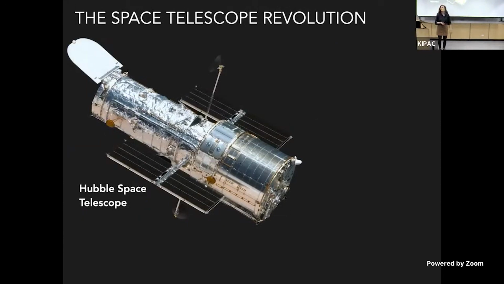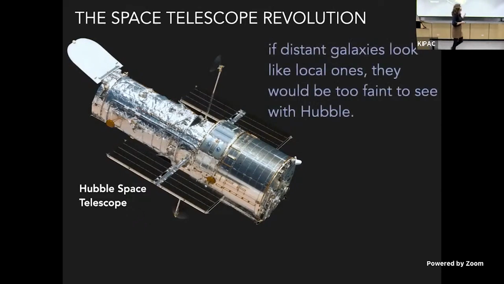And this all changed when we launched the Hubble Space Telescope. This is a picture of Hubble. It was launched actually a couple years before I was born, so we've had it for a while. Based on our observations from the ground, we thought that if galaxies in the distant past looked like galaxies today, we wouldn't be able to see them with Hubble, because they would be too small and too faint.